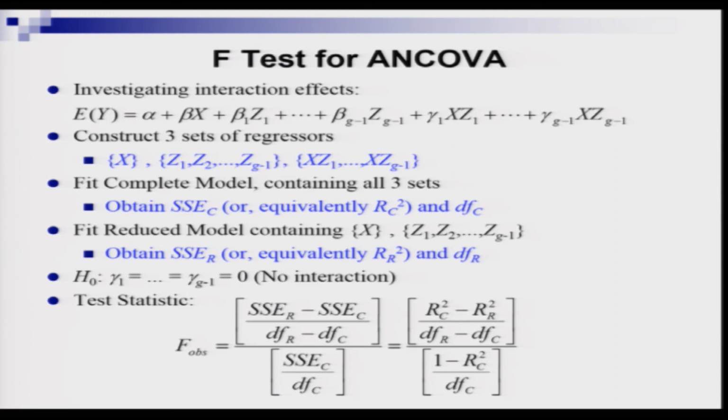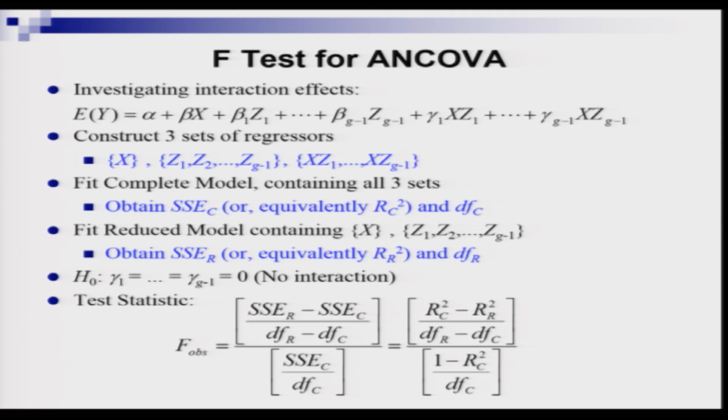So, there will be 3 sets of regressors: x, the continuous regressor, then g minus 1 dummy variables, and then again g minus 1 interaction variables, the interaction between the continuous regressor x and the dummy variable z. Now, you fit the complete model. So, we are going to follow exactly the same steps as we did last time.